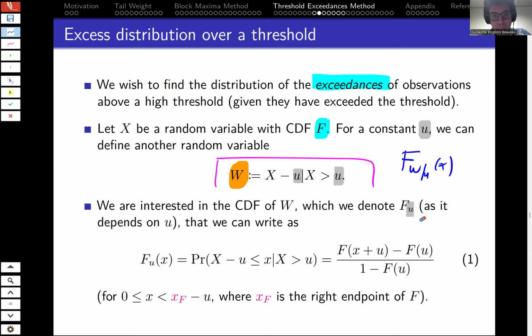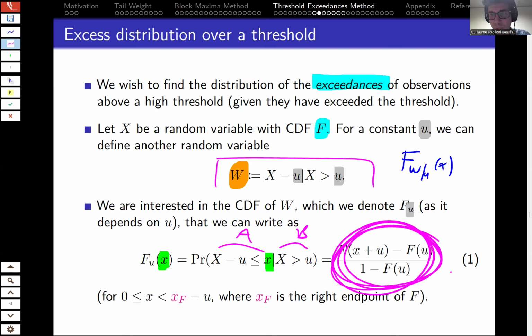We know how to compute it. By definition, it's simply the probability that X minus U is smaller than whatever the argument little x is. Little x here is just the argument of the function, but under the condition that we know X exceeded U. Now, this is just a conditional probability. You have probability of something, let's call this A, given something else, let's call this B. And just basic probability calculations give us this formula. So yes, we know the exact distribution of W.